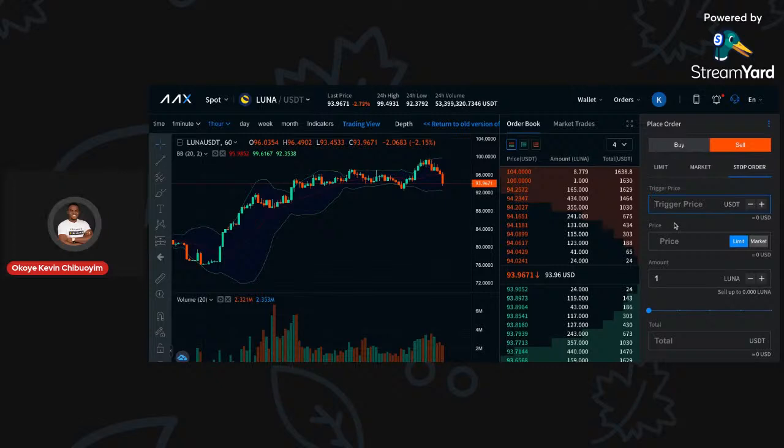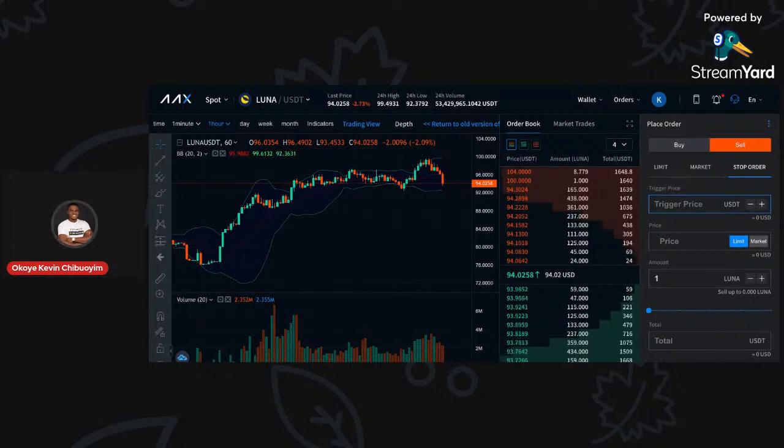Where you place the trigger, like I mentioned, trigger is not the actual place it's going to sell at, but it's the thing that tells the market, get ready to what? Get ready to sell for me, or get ready to buy. So say I bought Luna right now at the current price of $93, and I want to sell when it gets to $100.